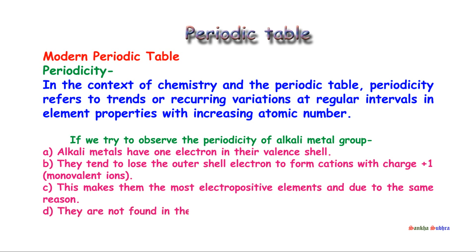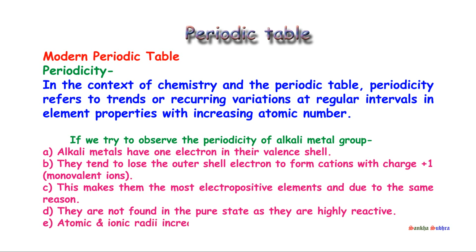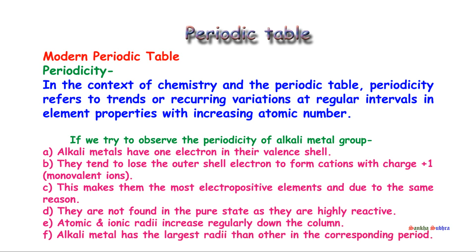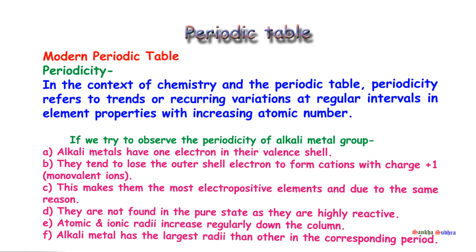Number 4, they are not found in pure state as they are highly reactive in nature. Number 5, ionic and atomic radius are going to increase regularly down the column. Number 6, alkali metals have the largest radii compared to other elements in the corresponding period. So if we move across a period, then all the alkali metals will contain the largest radii.